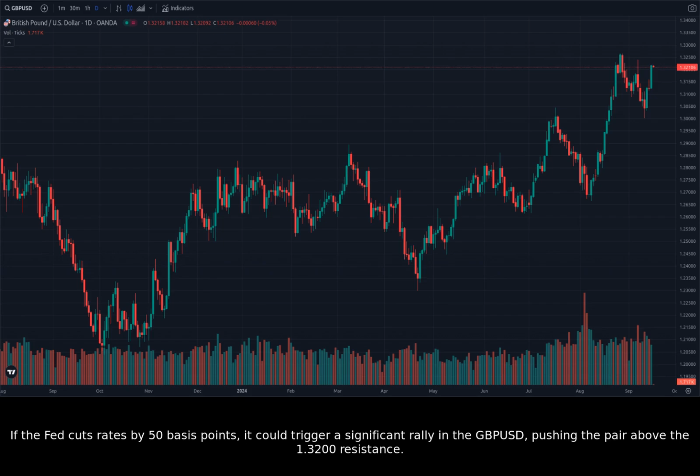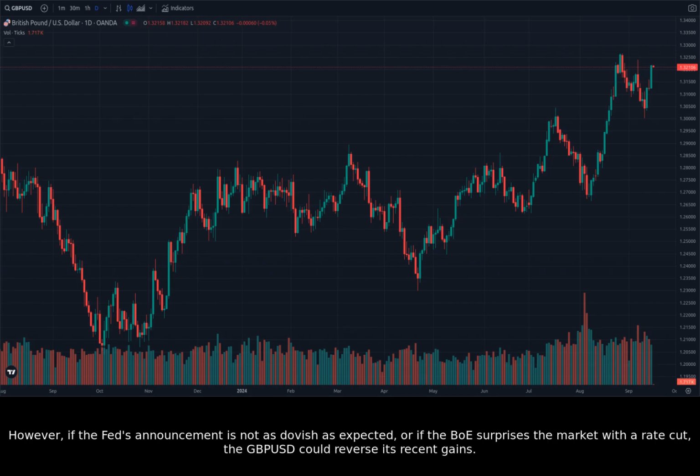If the Fed cuts rates by 50 basis points, it could trigger a significant rally in the GBPUSD, pushing the pair above the 1.3200 resistance. However, if the Fed's announcement is not as dovish as expected, or if the BoE surprises the market with a rate cut, the GBPUSD could reverse its recent gains.